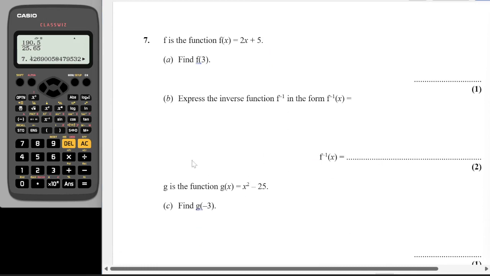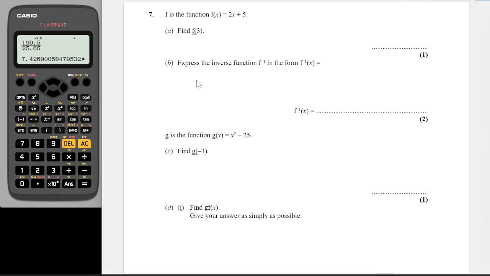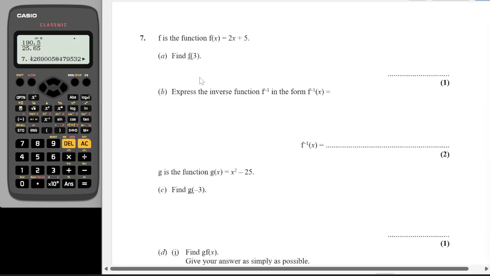Right, question 7. Let me zoom out slightly. Okay, so we've got a functions question. f is the function f of x is equal to 2x plus 5. Find f of 3. So we're placing 3 into that equation. So 2 times 3 plus 5 is going to be equal to 6 plus 5. It's going to be 11.